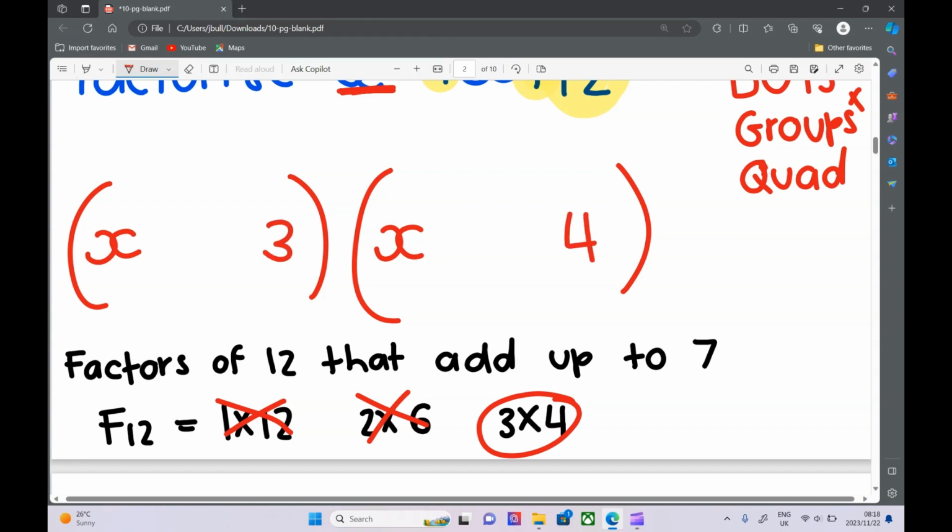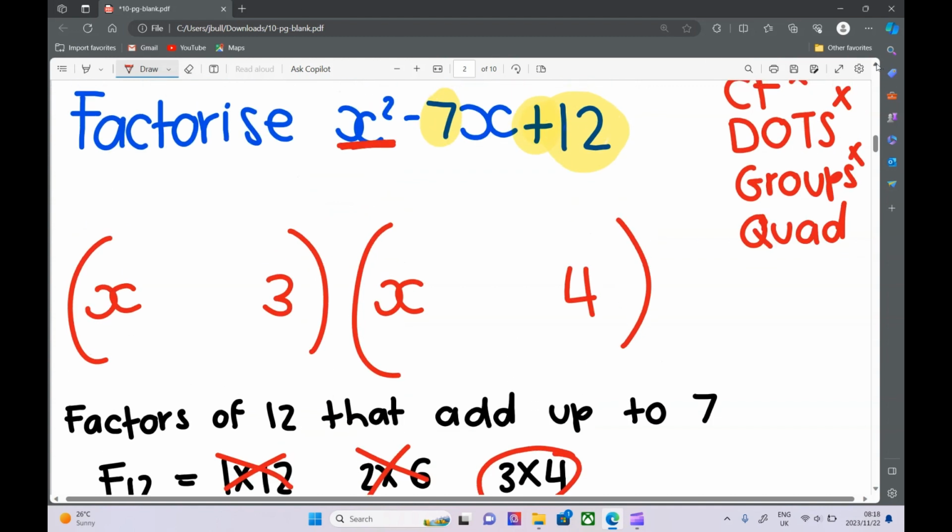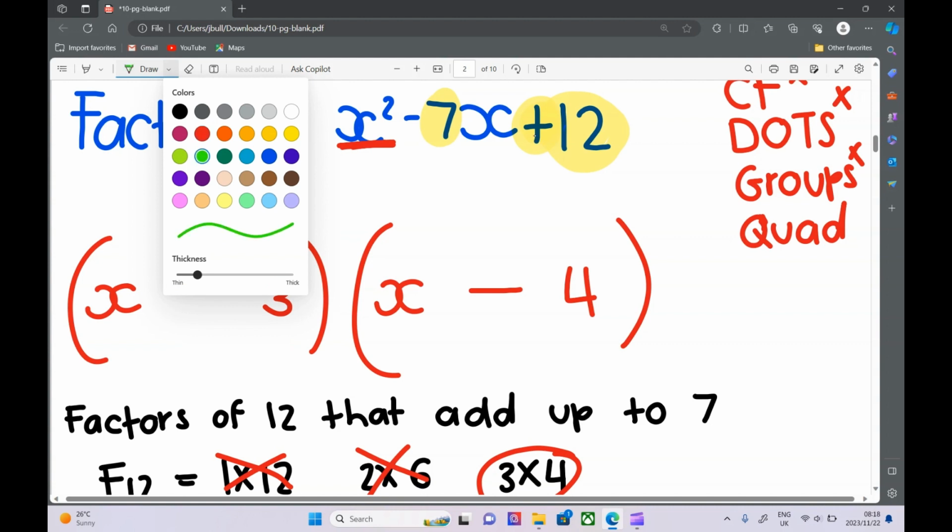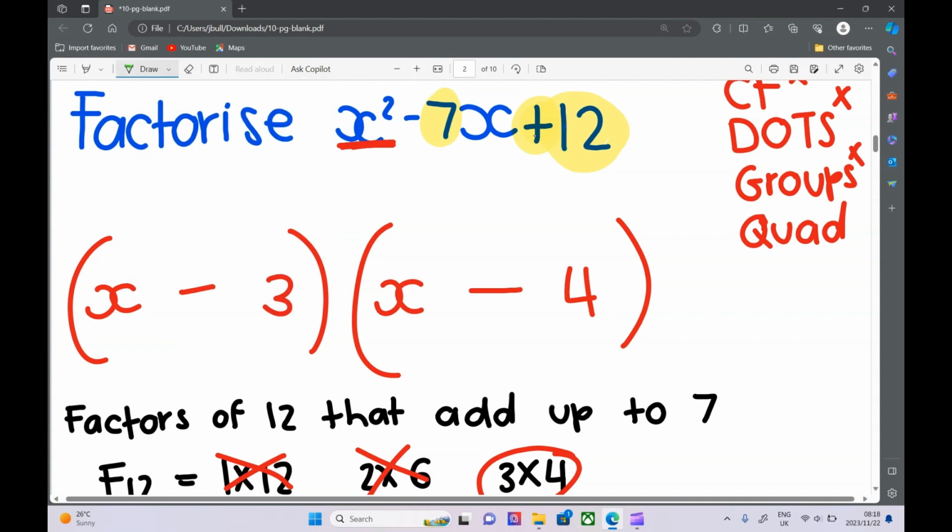Then the only tricky part with the quadratic is you've got to figure out the signs. So if it is like this, what you actually have is a minus and a minus. How this makes sense, or why we have a minus and a minus, is because if you just look at this last term, we want positive 12. So if I go minus 3 times minus 4, that will give me that positive 12.